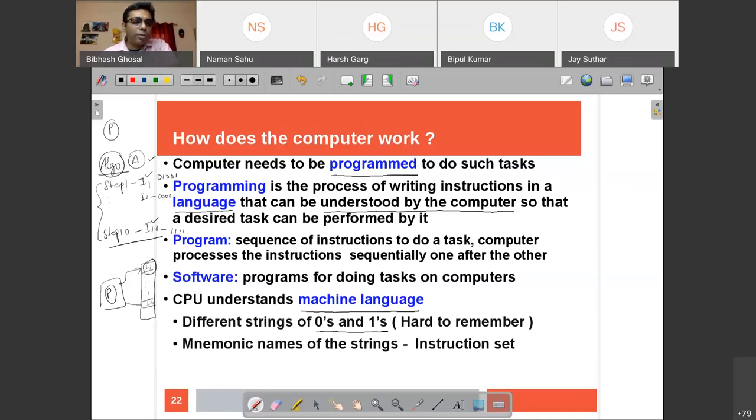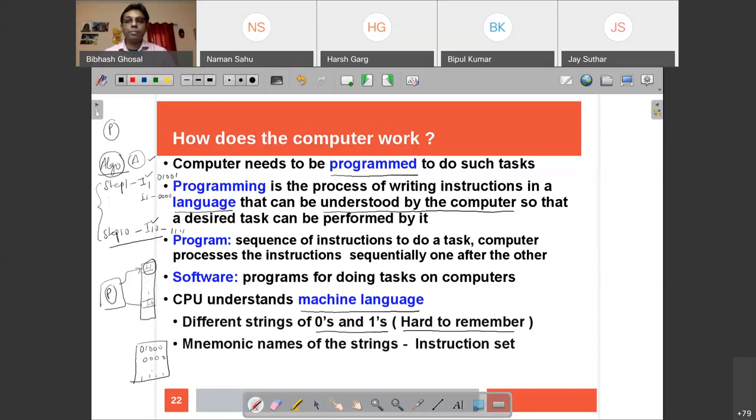So what you actually drop in a memory is 01001000. In this way, you go on. But see, writing a program in this language is very difficult. Very, very difficult. It's very hard to remember. Can we have a better option than that?